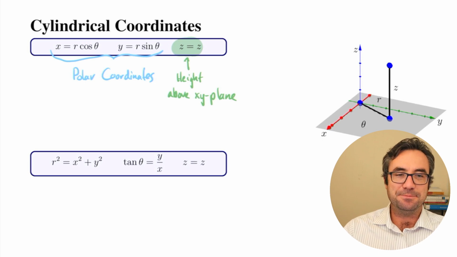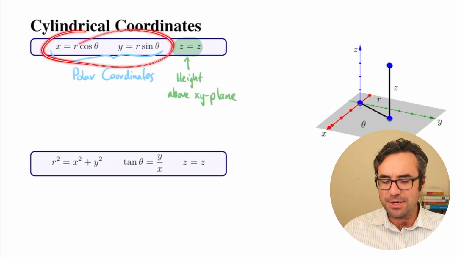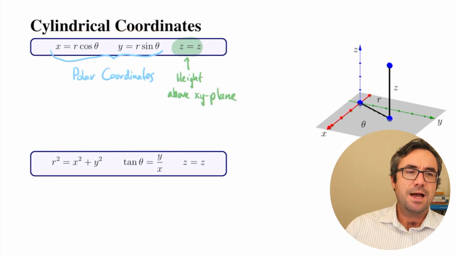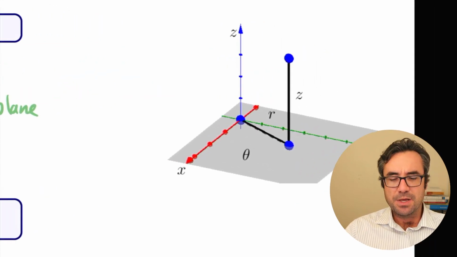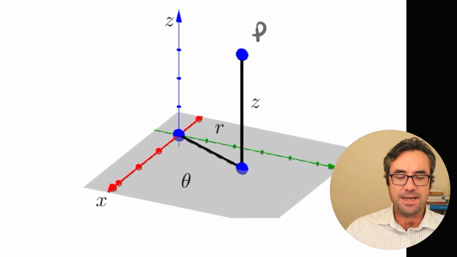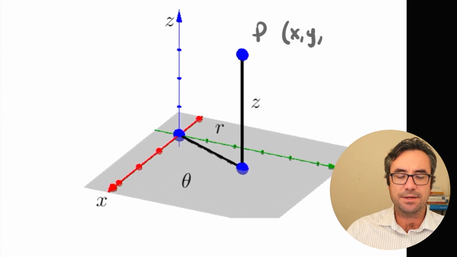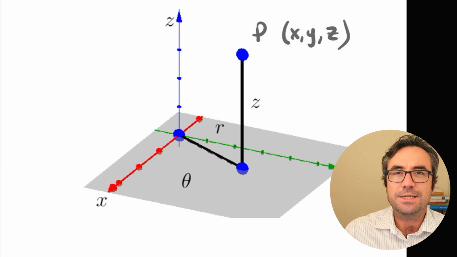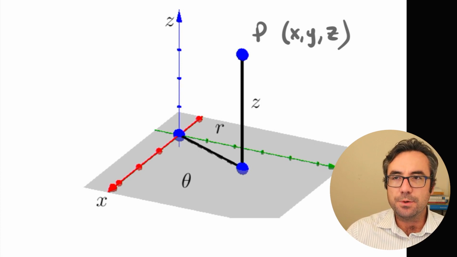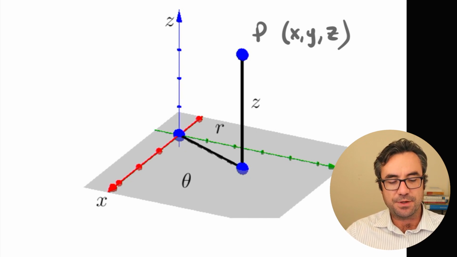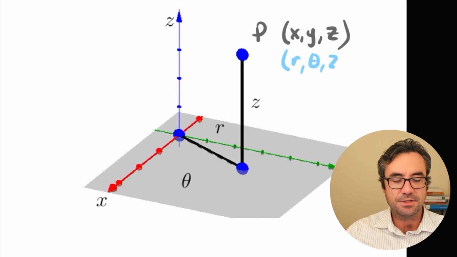So what does this look like? These are the same equations that we were using with polar coordinates. Well, here's a little graph. Let's just see an example. So we have our point P. Let's look at this point P sitting in three-dimensional space, and let's say it has regular rectangular coordinates x, y, and z. Well, we can convert this into cylindrical coordinates, and the cylindrical coordinate representation for this would be r, theta, z.